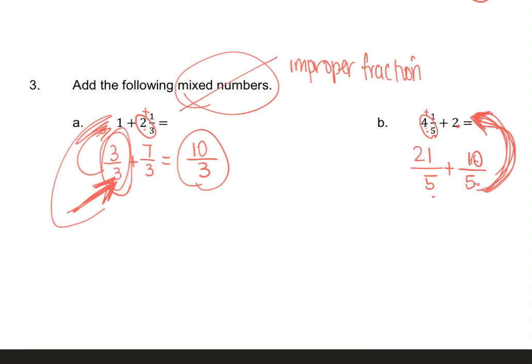All right, so now I have my matching denominators. I'm ready to add, and I get 31 over 5. And I'm done.